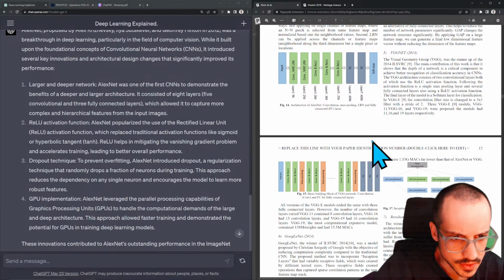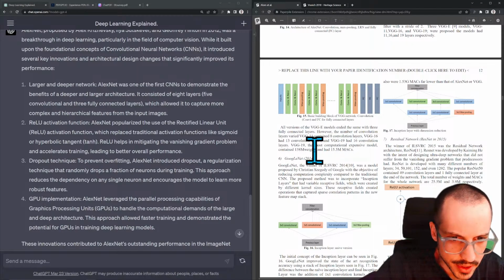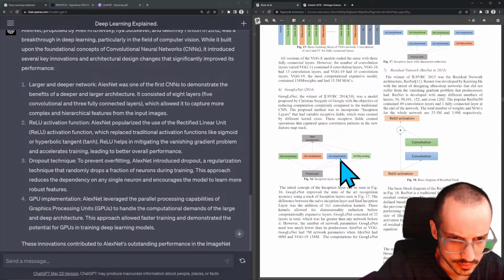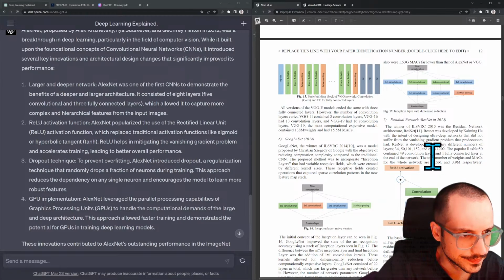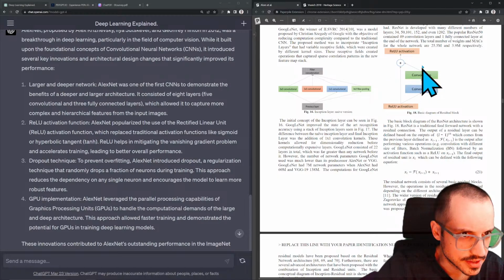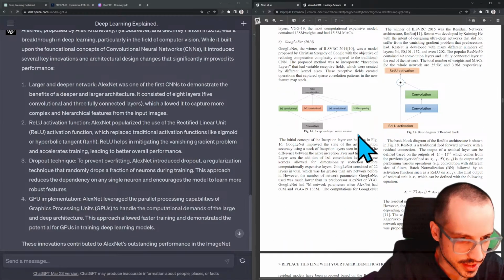Cool. Let's keep going. Got GoogleNet, the winner of ILSVRC. Good old Inception Net, I remember that. ResNet was developed with the intent of designing ultra-deep networks. We've actually read this ResNet paper on this stream. You guys feel free to go back and dig up that stream, but it's this idea of having paths through the network that kind of skip, right? They call them skip connections, residual connections, but a very powerful idea.